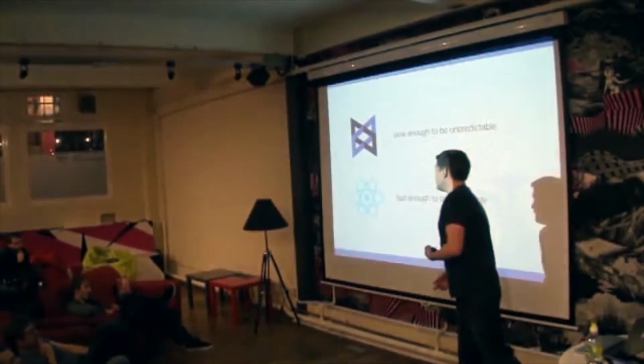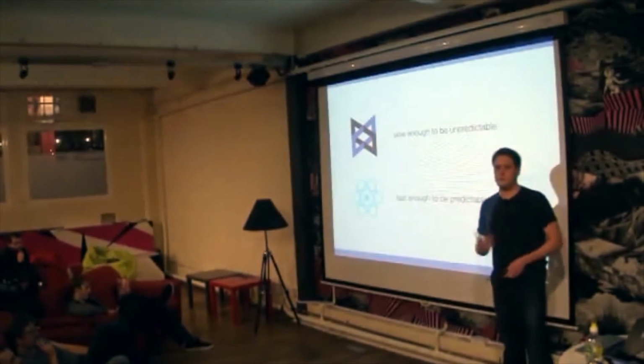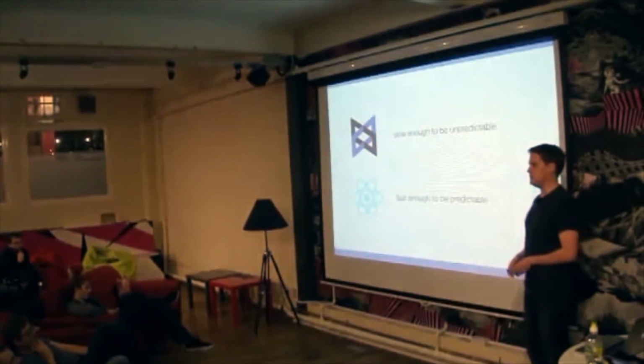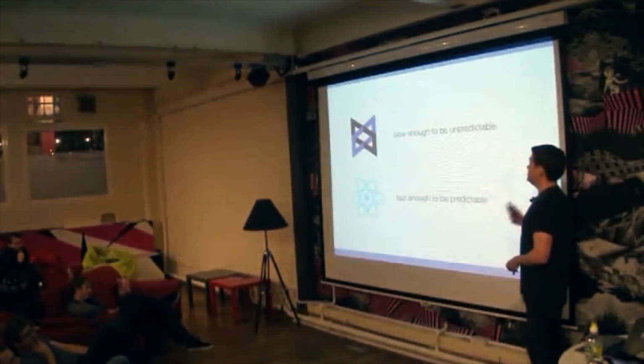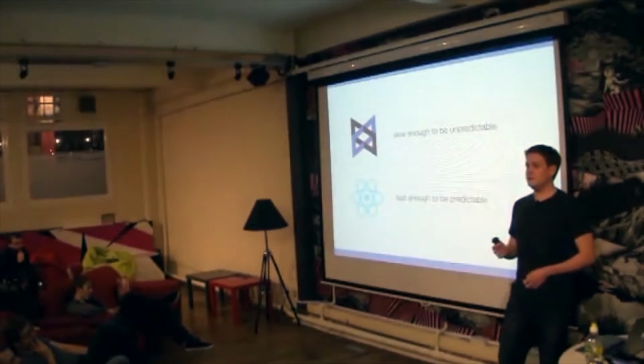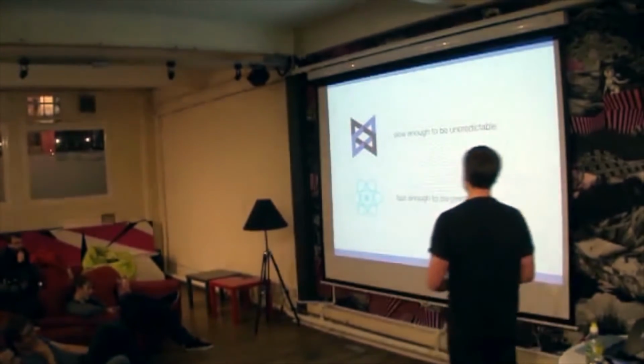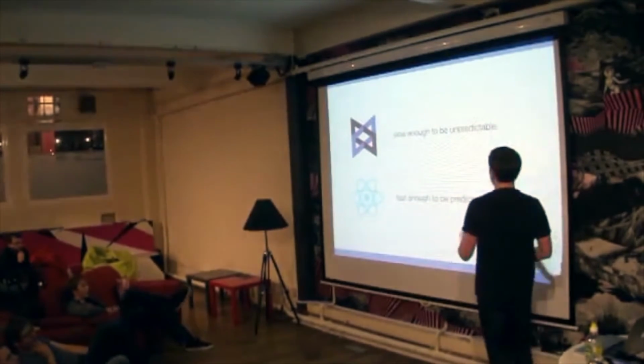The thing is, because Backbone doesn't have a concept of trying to save us performance with the DOM and trying to save us performance at the view layer, it becomes slow enough to be unpredictable, certainly at a large scale, given 60,000 lines of custom JavaScript. React is fast enough to be predictable.